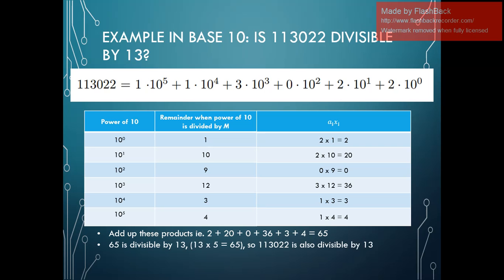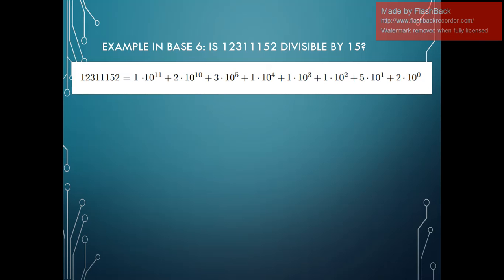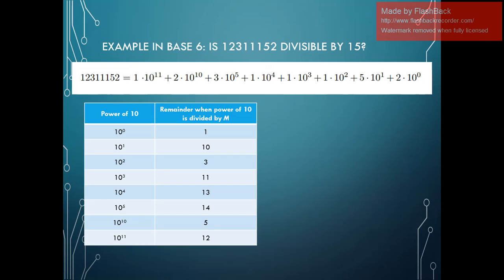Finally, we will give an example in base 6. We will check to see if 123,1152 is divisible by 15. The first step is to write out the number as shown at the top of the screen as a sum of its products of its base number. The next step is to find out the remainder when each power of the base is divided by the number 15. The result of this can be seen in column number 2.